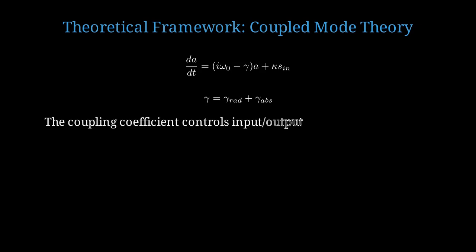The coupling coefficient κ controls how efficiently we can couple light into and out of the cavity. There's a trade-off. Stronger coupling means easier access but lower effective Q. The transmission T equals the squared magnitude of κ squared over (i times (ω minus ω0) plus γ plus κ squared). This gives the familiar Lorentzian line shape modified by the coupling.